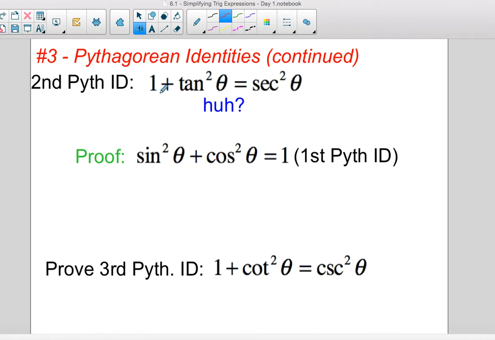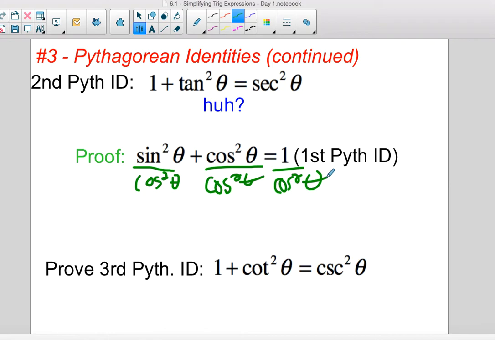But the second Pythagorean identity is 1 plus tangent squared theta is equal to secant squared theta, right? And it's basically just derived from the exact same Pythagorean identity that we did, right? Because if I take sine squared theta plus cosine squared theta equals 1, I can divide both sides by cosine squared theta, right? If I divide both sides by cosine squared theta, it should be quick if I do it this way. Divide by cosine squared theta and divide by cosine squared theta.